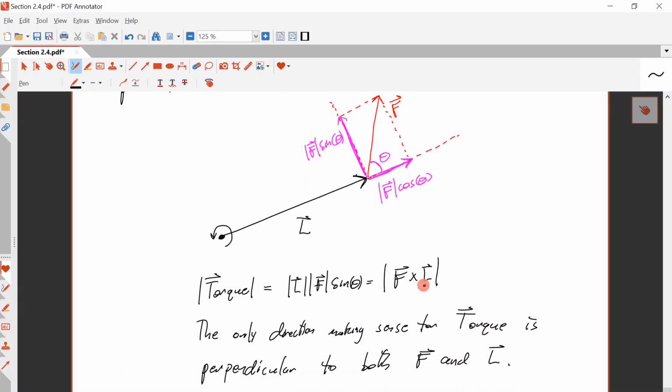Right, so torque is perpendicular to both F and L, and its length is the length of the cross product. So the torque vector itself is equal to F cross L, so force cross lever. Pretty neat. Okay, so that's the end of the lecture on this section.